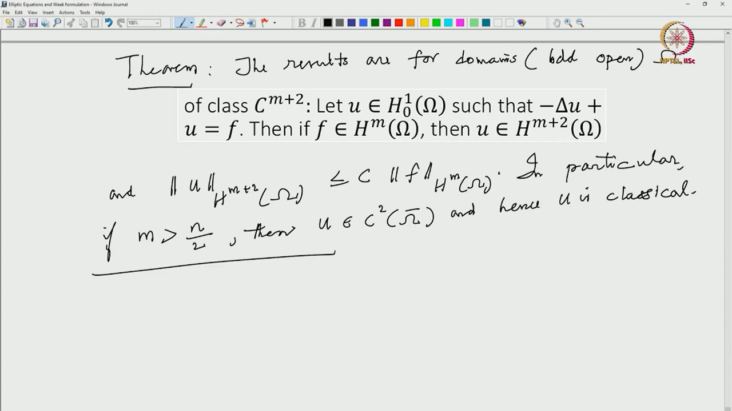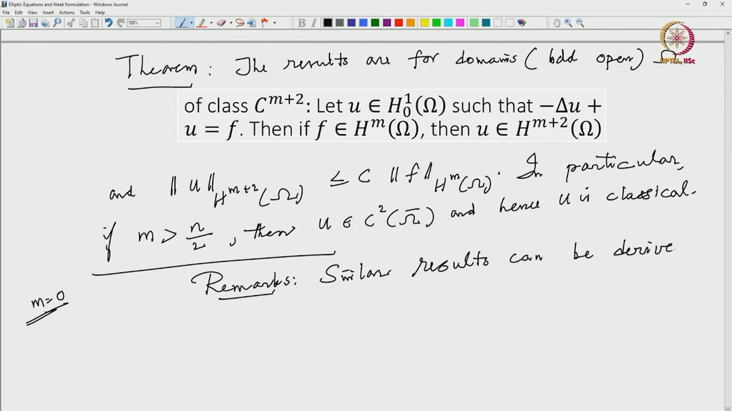Let me tell you some idea of the proof with m equal to 0. You start with m equal to 0. You can do this one. Before that, a couple of remarks. Remarks: similar results can be proved for the Neumann condition. Similar results can be derived for the Neumann problem.